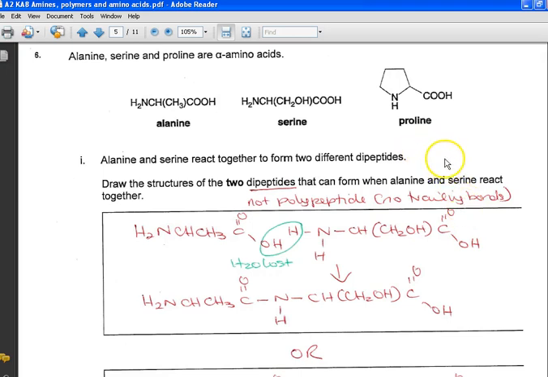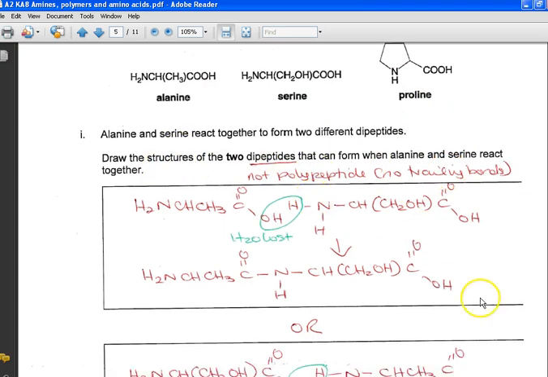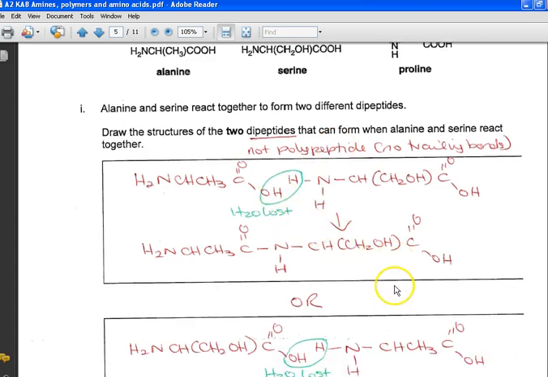Okay, so we're given some amino acids here, 3 amino acids. A dipeptide is basically 2 amino acids joining together. If it was a polypeptide, it would be a polymer and you'd have your trailing bonds, but you don't here. This is in your textbook, so please make sure that you are up to speed on this kind of terminology.